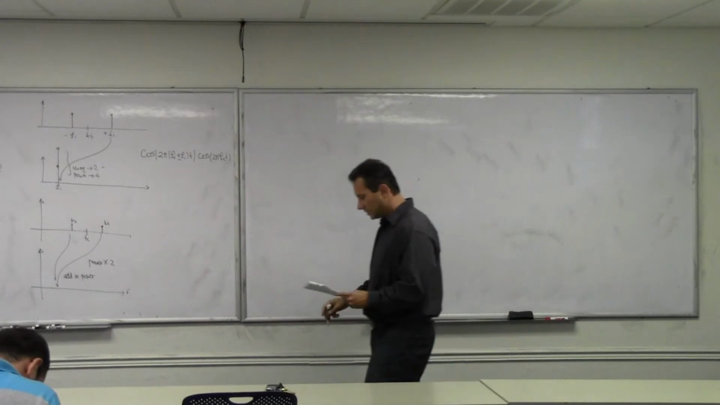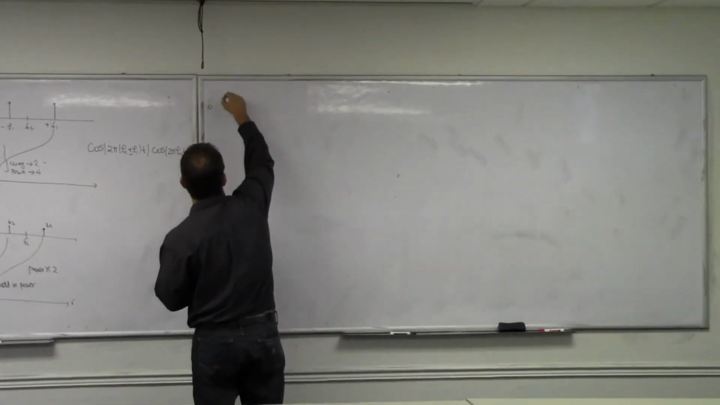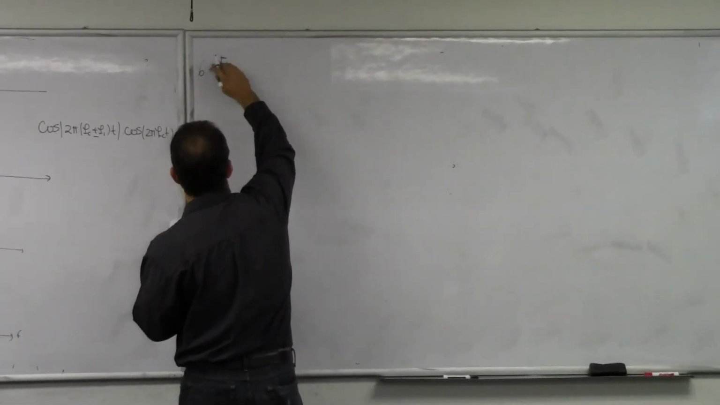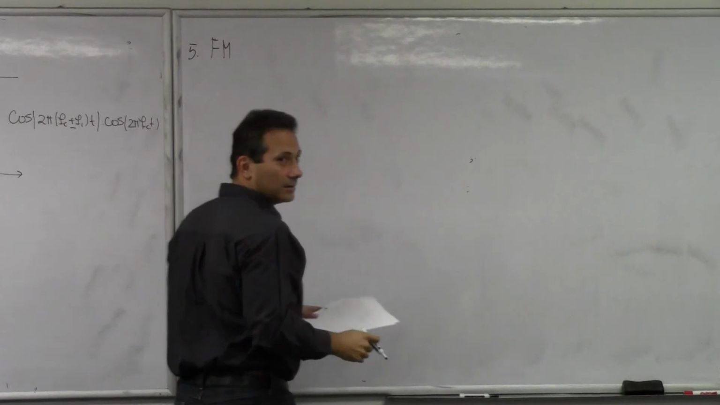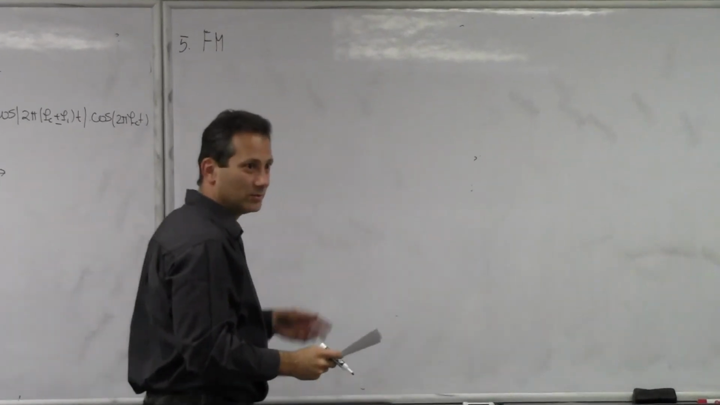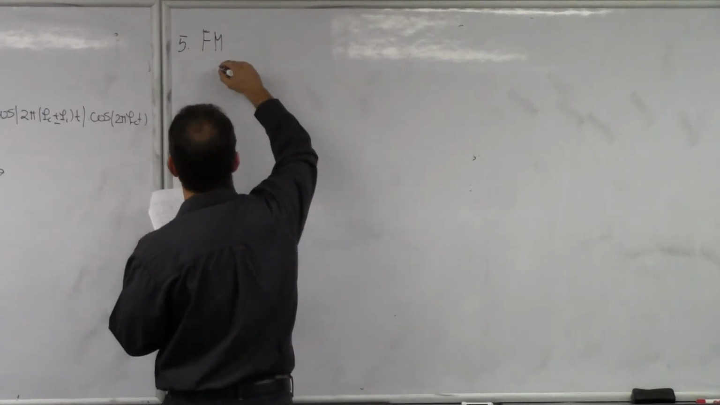It says, consider an FM signal with the following parameters. This is problem 6. Or rather four, five. I skipped one. Because it was easy, let's just do number 5. FM signal with the following parameters.